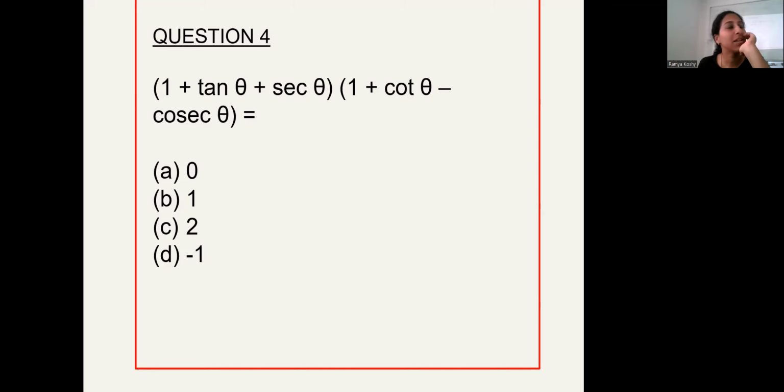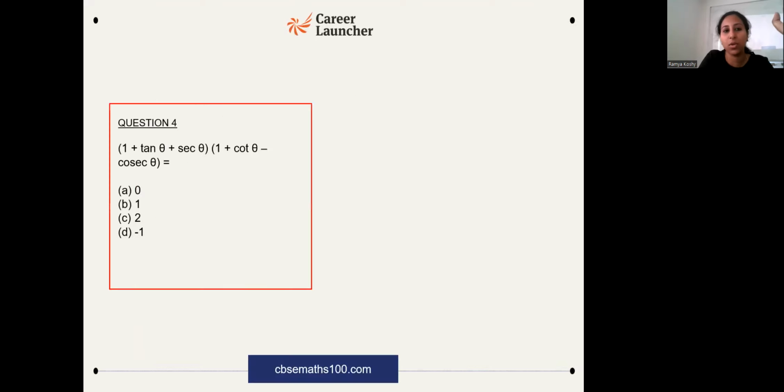Substitute a value. What value would you substitute here? If you're substituting a value like 45, all values over here would be defined for 45 degrees. There's no problem. If you substitute 0 or 90 degrees, there is a likelihood that one of these values is not defined. So the best value to substitute would be 45 degrees over here. You can substitute 30 and 60 also, but 45-degree values will be easier.